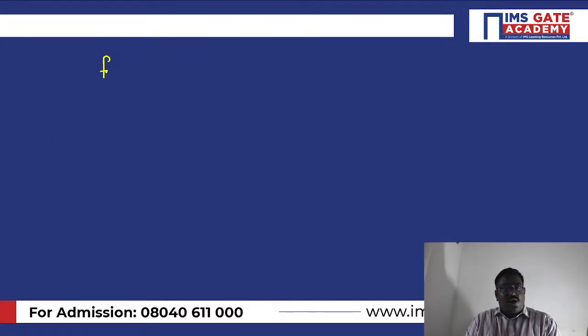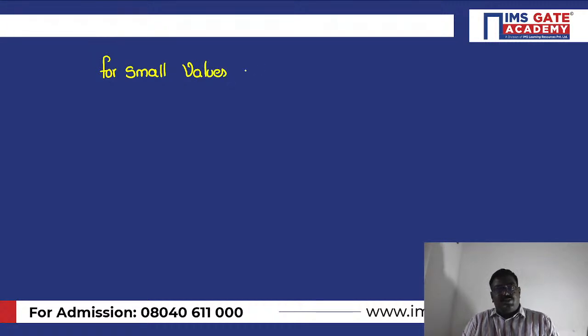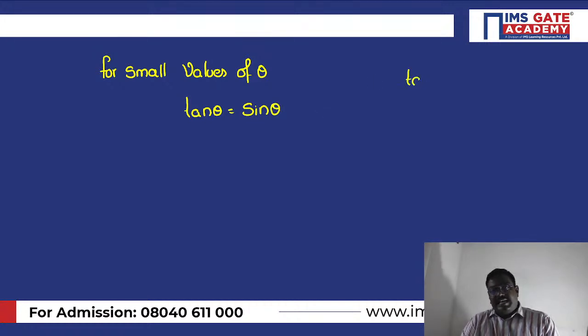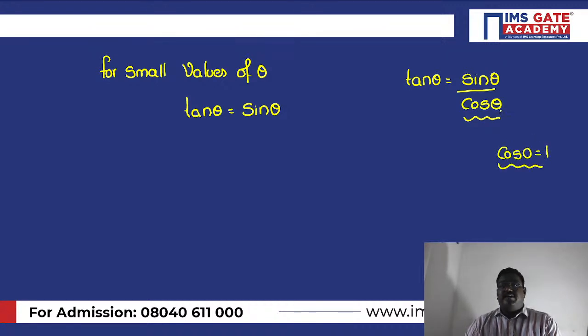Remember, there is a math behind here. For small values of theta, tan theta will be equal to sin theta. Can anyone tell me how you justify that for small values of theta, tan theta will be equal to sin theta? Because tan theta can be written as sin theta by cos theta. And for small values of theta, cos theta will be taken as 1, because cos 0 is equal to 1. So for small values of theta, cos theta will be taken as 1. So here tan theta is equal to sin theta.